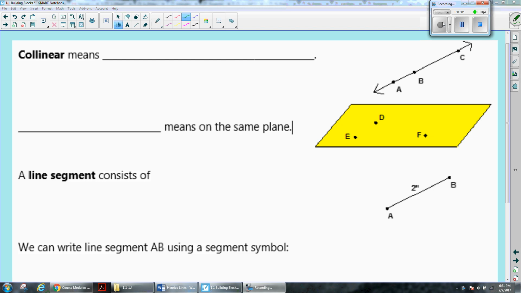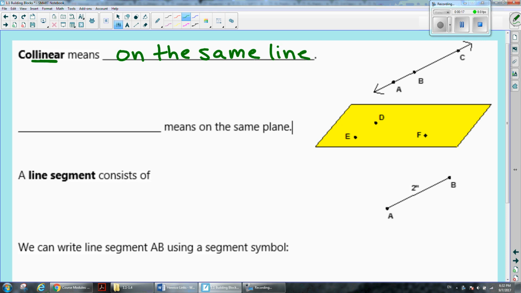New vocab word here, collinear, means on the same line. Hopefully you can see the word line in collinear, and that'll help you remember it. So if we look at this diagram here, we could say A, B, and C, these points are collinear since they're on the same line.